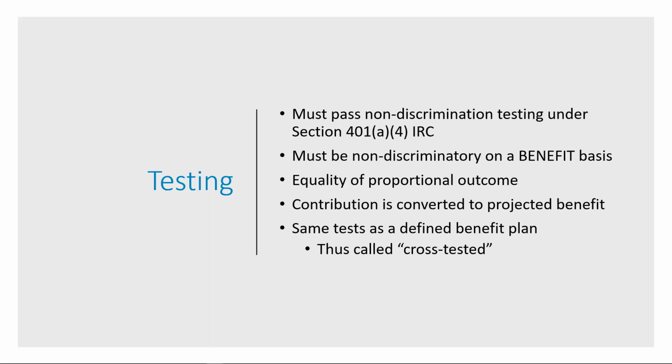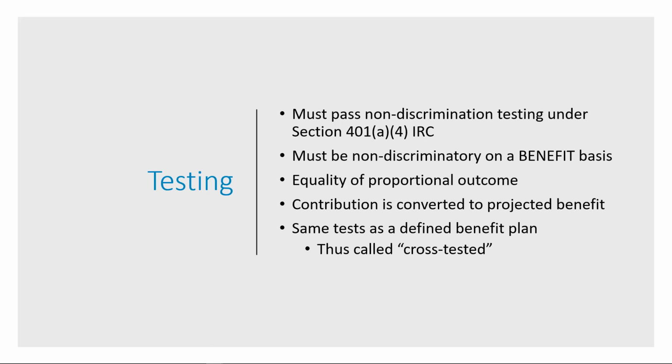Okay, so back to the testing slide here. The benefits must be non-discriminatory on a benefit basis. If you recall back on the other slides, the pro rata, it couldn't be discriminatory on a percentage basis. The beauty of cross-testing is that you're looking for equality of a proportional outcome. Meaning, if you have somebody that's 20 and makes $25,000 a year, how can we make the equivalent result by the time they're 65 the same as somebody that's 60 and makes $250,000 a year?